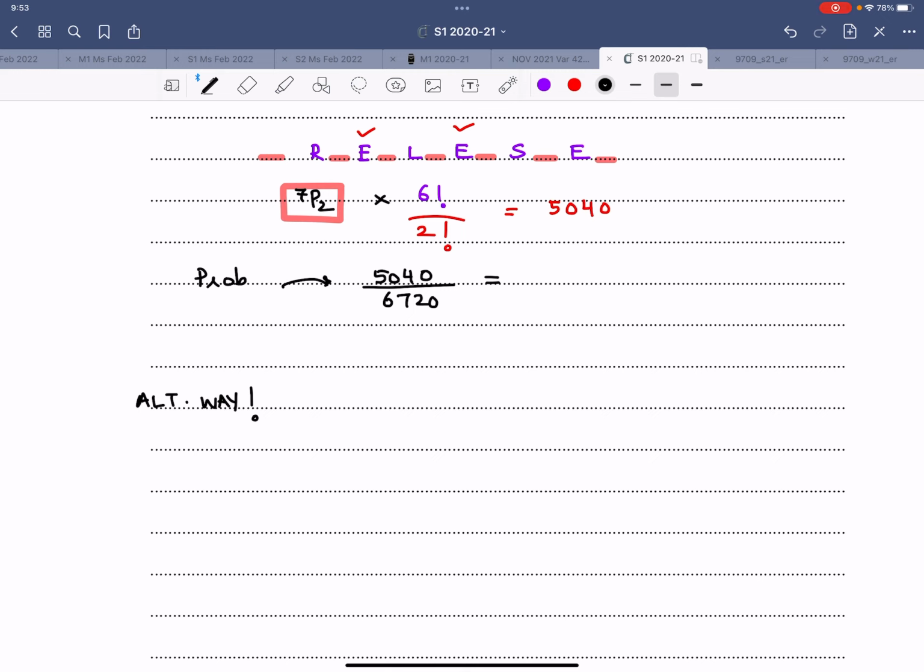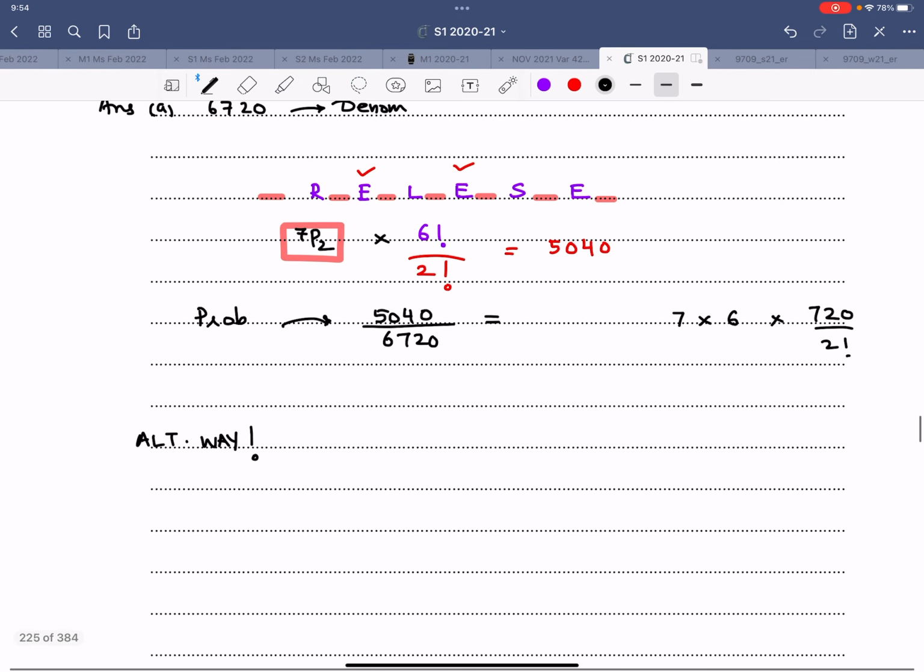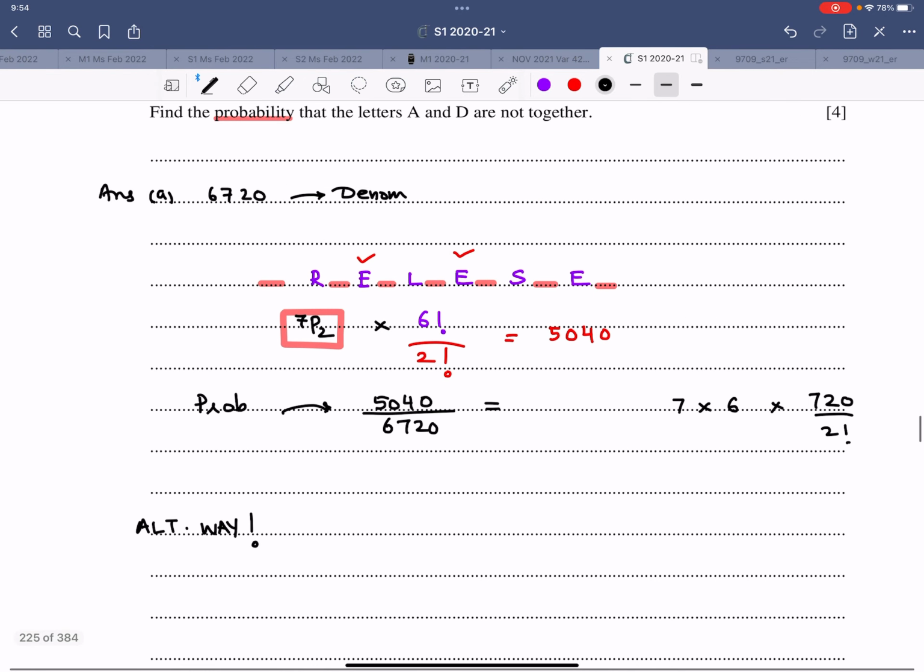So now this is 7P2, which is 7 into 6. So I'm writing it on the side. 7 into 6, 6 factorial is 720, and divide by 2 factorial. So therefore 720 into 7 into 3. I think there is an issue with the answer. This is A and D. So R, E, L, E, S, E. No, my bad. This is 3 factorial. So therefore, this is not 2 factorial.